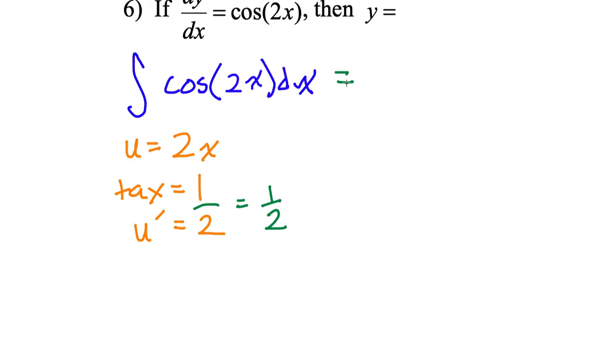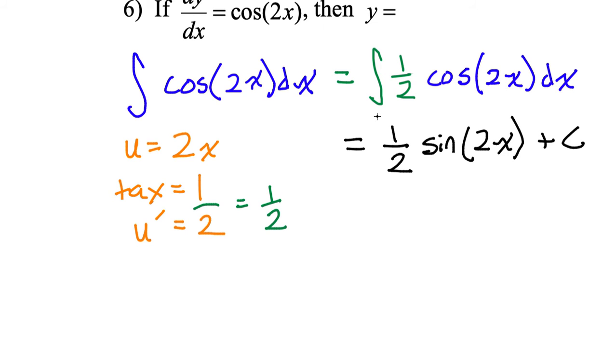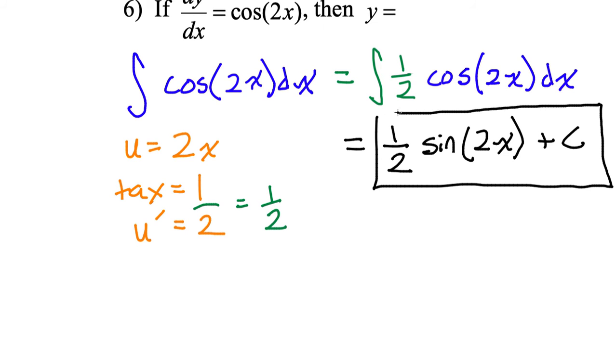When I rewrite this, paying Taxman, I am now left with the integral of 1/2 and then rewriting all this other stuff, cosine of 2x dx. Okay, now I can take the antiderivative. When I take the antiderivative, anti-change means same sign, so it's still positive. 1/2 sine of 2x, don't forget our cake, plus c. Final answer, and box it.